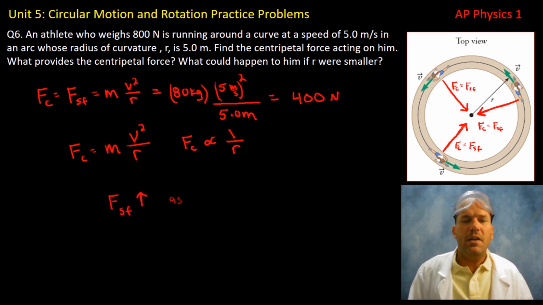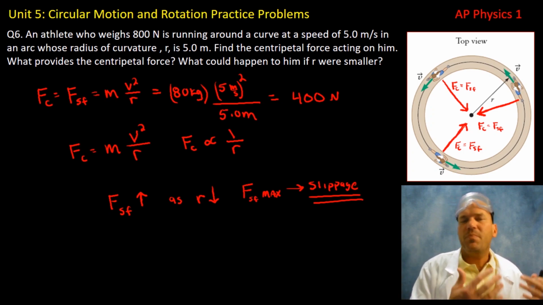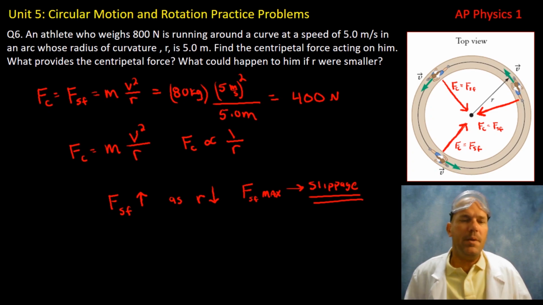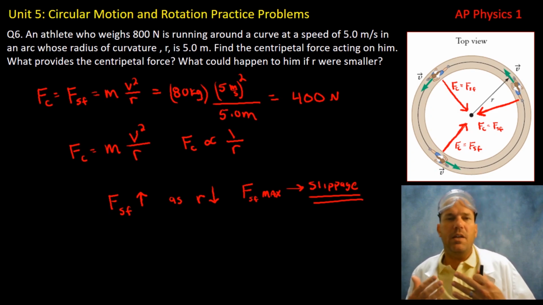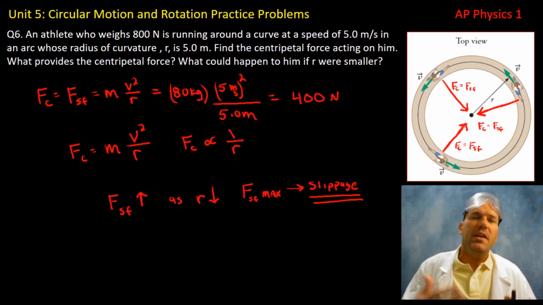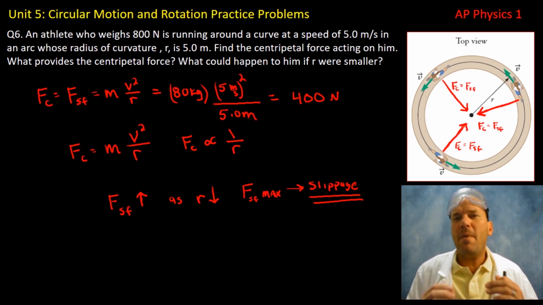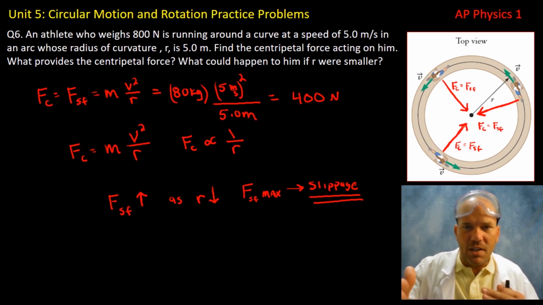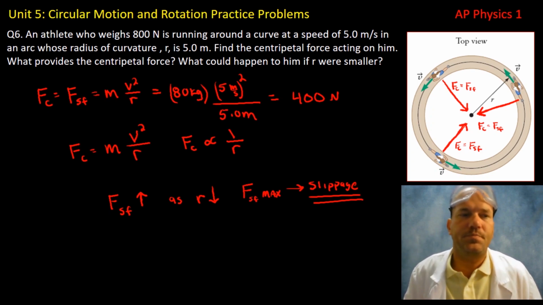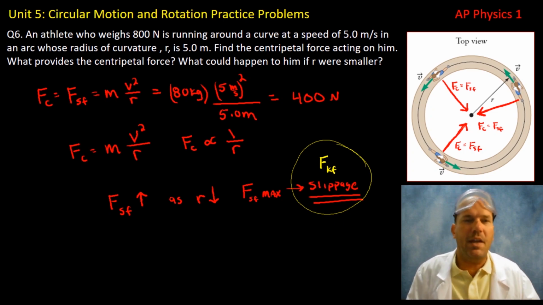Again, mathematically, we're showing here through the fact that it's an inverse relationship, that the force of static friction goes up as a result of the radius going down. So if we exceed the force of static friction maximum, we have slippage. In other words, this individual would go off at a tangent to the radius of curvature. And of course, if that were to happen, force of static friction would become force of kinetic friction.